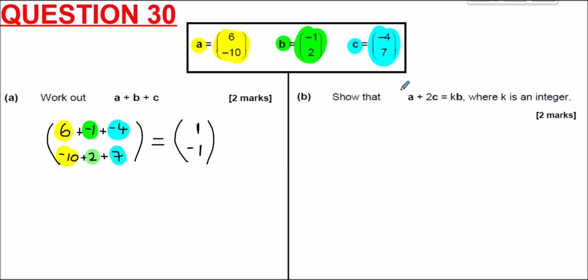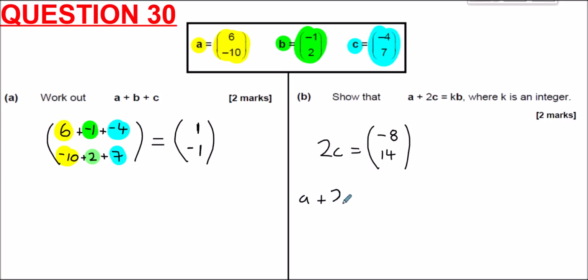Part B, show that A plus 2C equals KB, where K is an integer. Well, if C is minus 4 and 7, 2C means 2 multiplied by C. And all we need to do here is just multiply the top and the bottom number by 2. It's like we're expanding brackets in a way, we're just multiplying each number on the inside by this number on the outside. So 2 multiplied by minus 4 is minus 8, and 2 multiplied by 7 is 14.